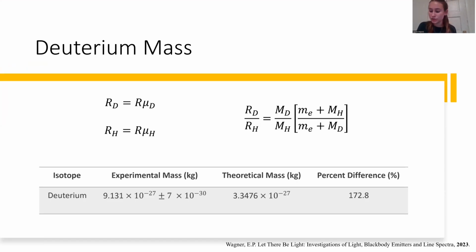We can also use Bohr's equation to create this ratio of the Rydberg constants, and this helps us to solve for M_D, which is the nuclear mass of deuterium, using the nuclear mass of hydrogen and the mass of an electron. So we can do that experimentally, and then theoretically, we expect the mass of deuterium to be roughly twice that of hydrogen.